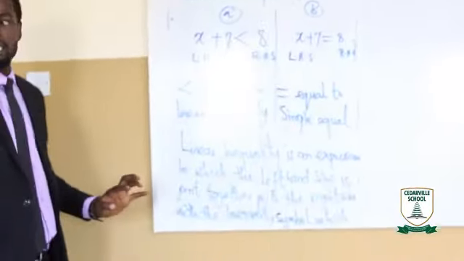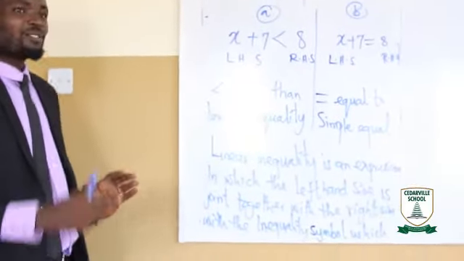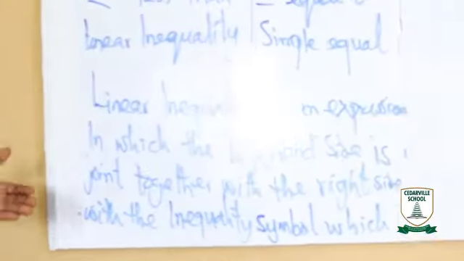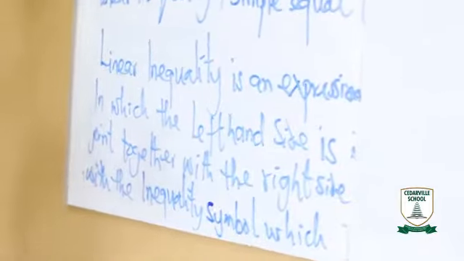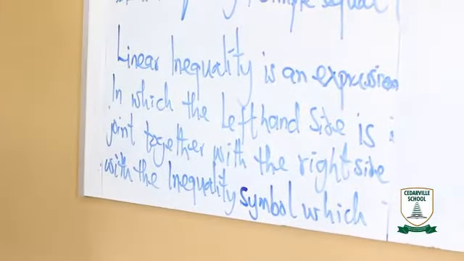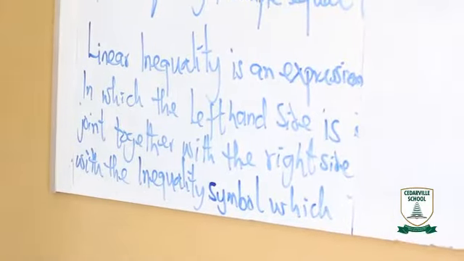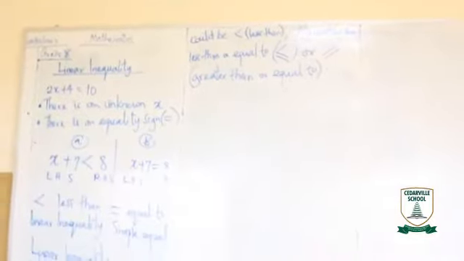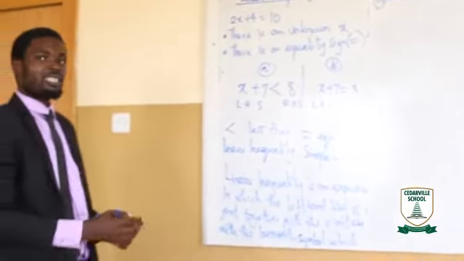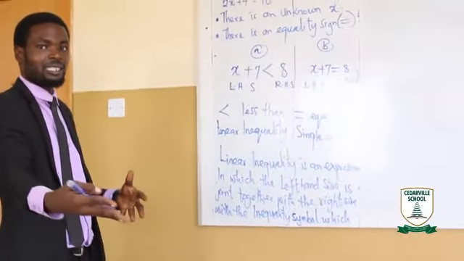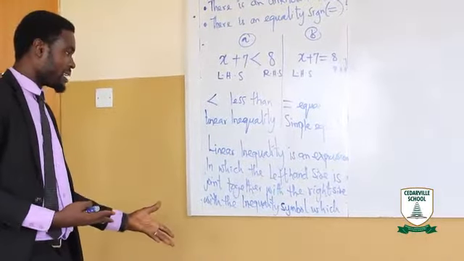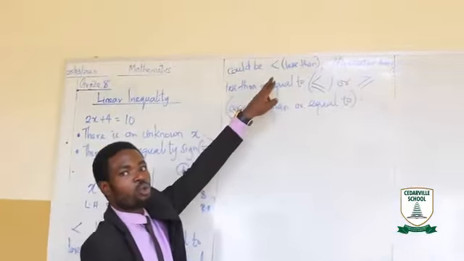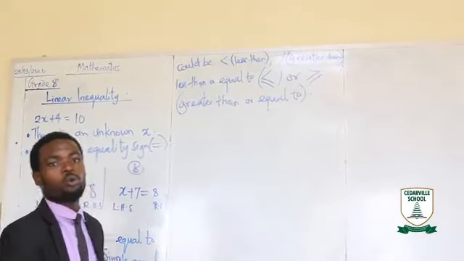Linear inequality is an expression in which the left hand side is joined together with the right hand side with the inequality symbol, which could be less than, greater than, less than or equals to, or greater than or equals to. Inequality is an expression in which the left hand side is combined with the right hand side with the less than symbol, greater than symbol, greater than or equals to, or less than or equals to.